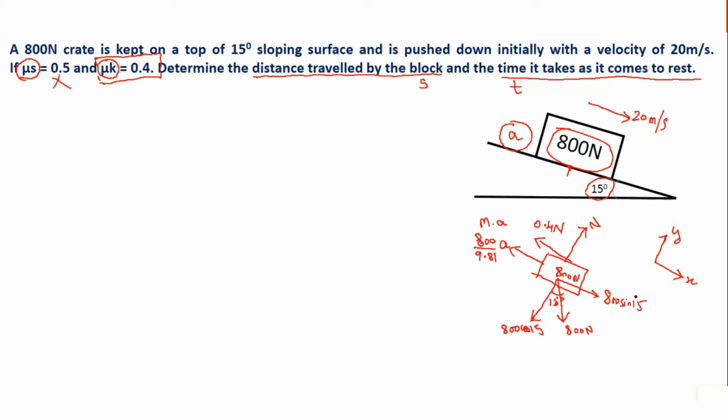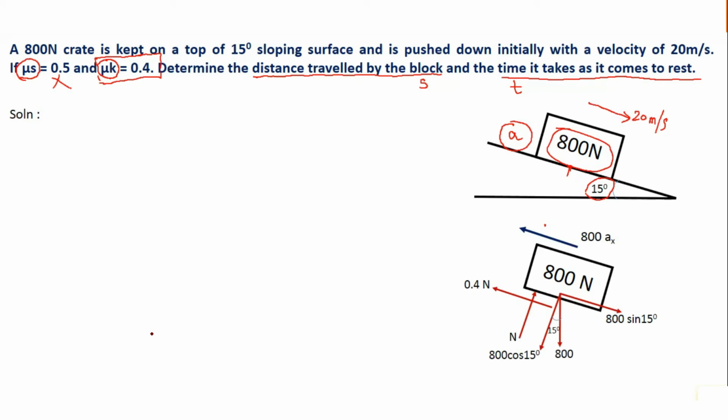Now we are ready to apply conditions of equilibrium. The first condition I will apply is summation of Fy equal to 0. In the y direction we have this force N and this 800 cos 15, no other force in the y direction. So I will directly write summation of Fy equal to 0, that is minus 800 cos 15 plus N equal to 0, and I will get the value of N as 772.74 newtons.